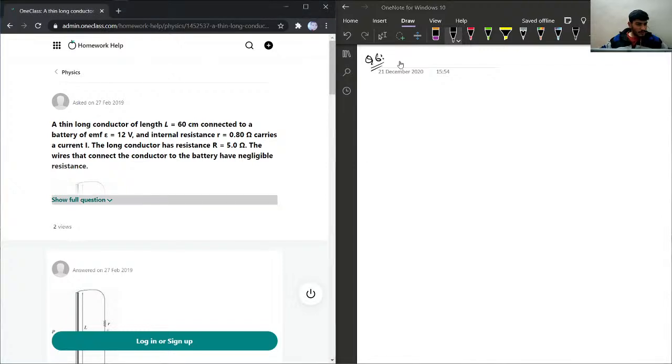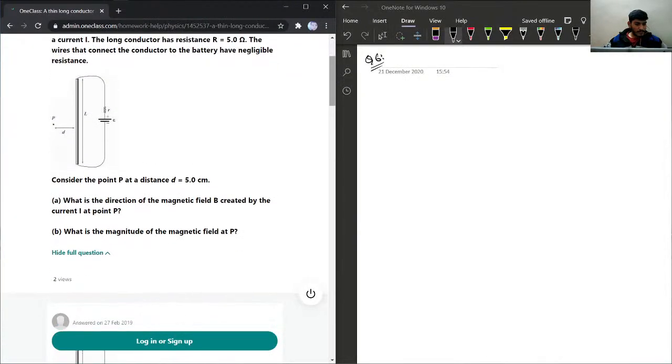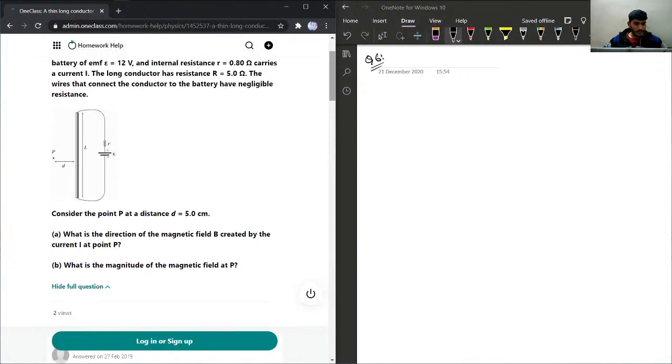A thin, long conductor of length 60 centimeter connected to a battery of EMF 12 volts and internal resistance r equal to 0.8 ohms carries a current I. The long conductor has a resistance of 5 ohms. The wires that connect the conductor to the battery have negligible resistance. Consider the point P at a distance. What is the direction of magnetic field B created by the current I at point P, and what is the magnitude of this field?